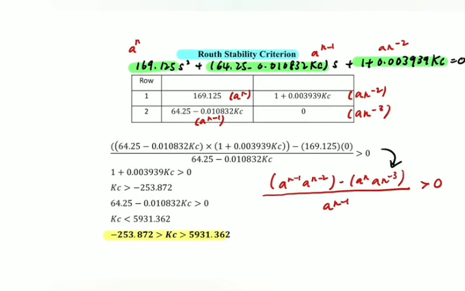For the second one is the Routh stability criterion. Here is called the Routh array. How we rearrange the data from the equation into the Routh array will be based on this form here, like this. Then we can use this formula to find out the stability range for the CASI. So we will find out the range for the CASI.